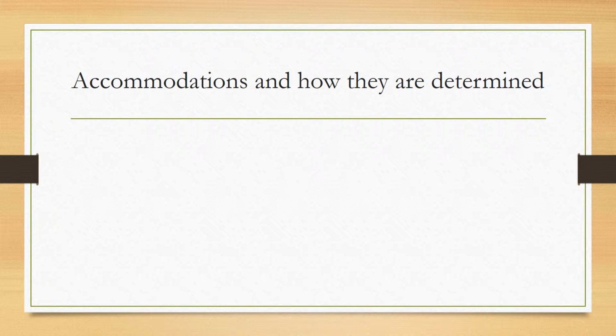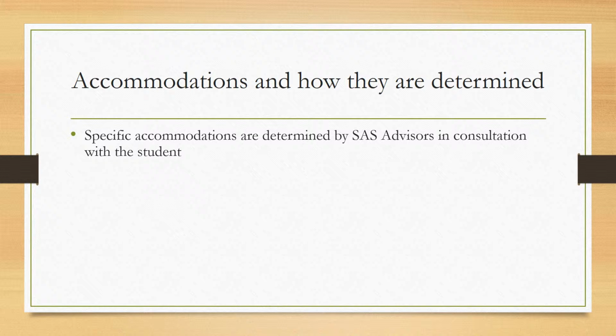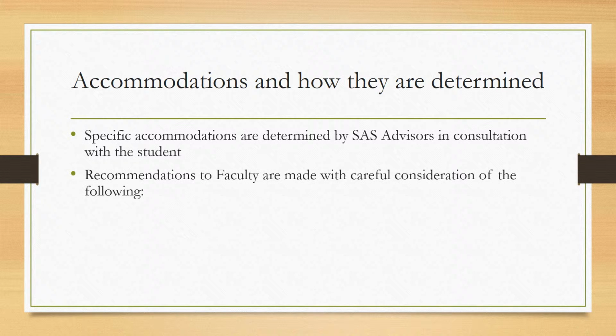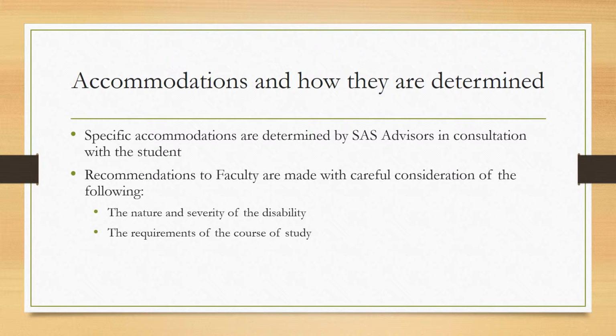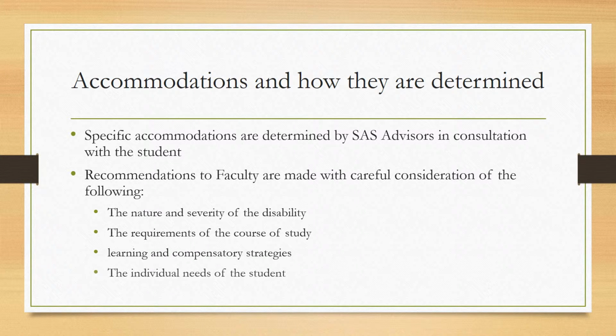Accommodations and how they are determined. Specific accommodations are determined by SAS advisors in consultation with the student. Recommendations to faculty are made with careful consideration of the following: the nature and severity of the disability as described in the current documentation, the requirements of the course of study, format of exam, objectives of the course, method of instruction, the learning and compensatory strategies developed by the student, the individual needs of the student.